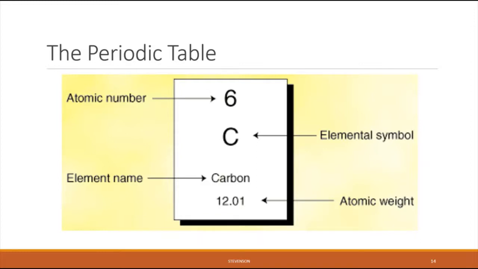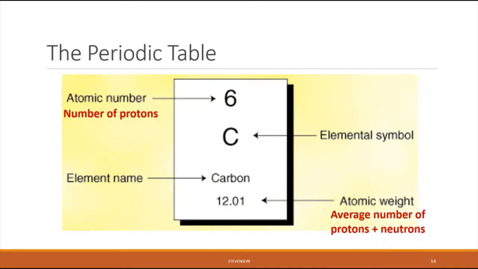And then at the very bottom, we can see another number, and that is the atomic weight. So to recap, up at the top, the atomic number is the number of just protons. And at the bottom, the atomic weight, because remember, the weight of an atom considers both protons and neutrons. The atomic weight is the average number of protons and neutrons together.